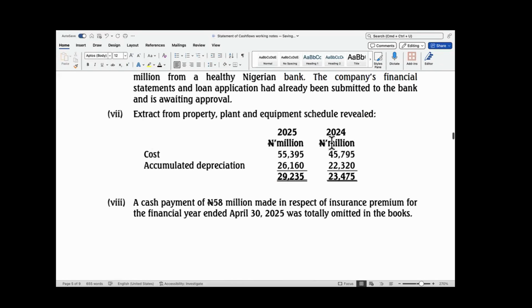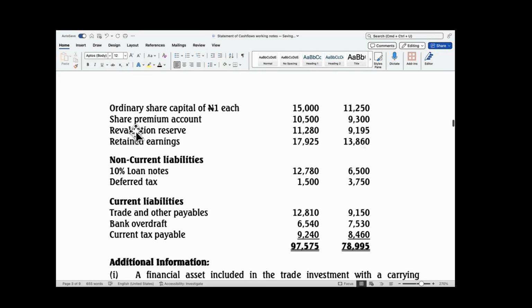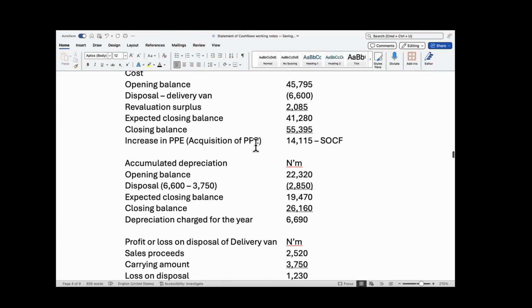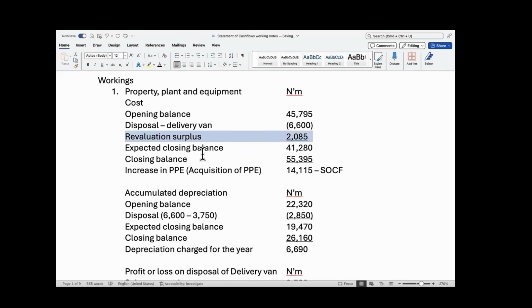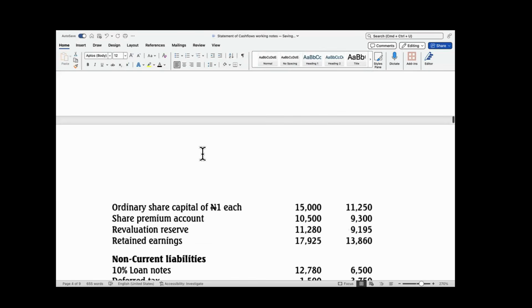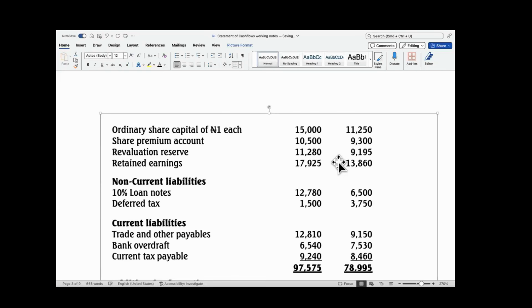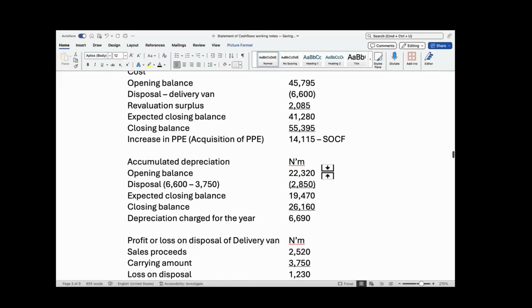Then after that is revaluation reserve. I already picked the movements here, which I added to my assets, if you remember. So I don't need to bother myself around that again. Now, retained earnings. So let's get the movement in retained earnings. The opening is 13,860.